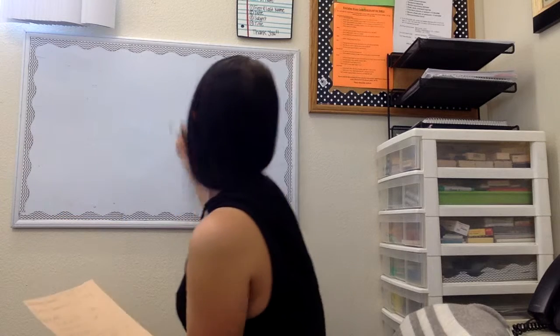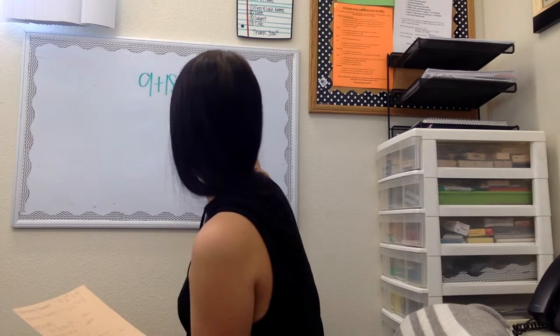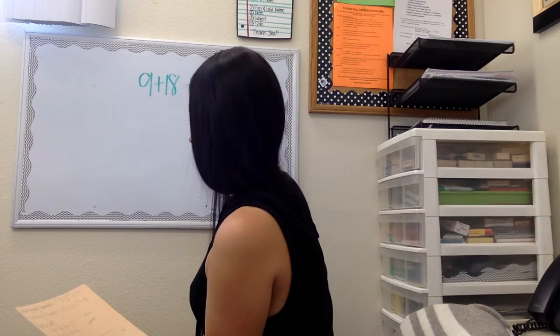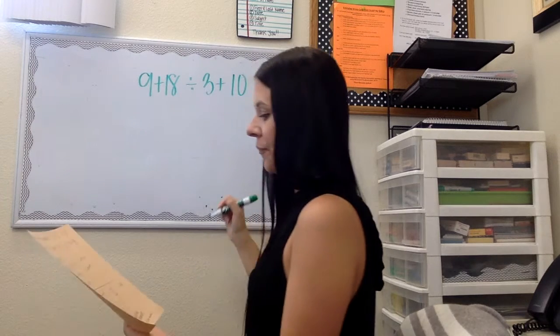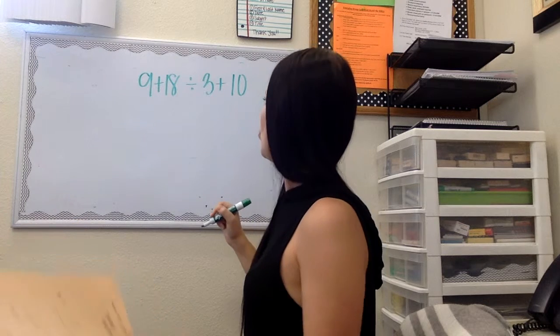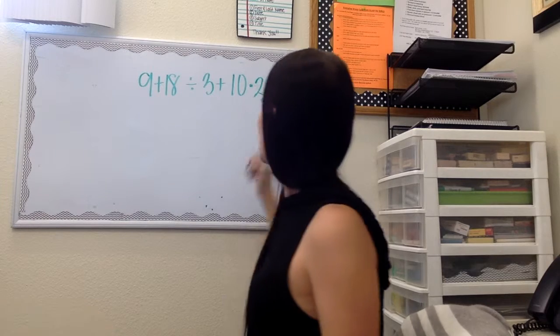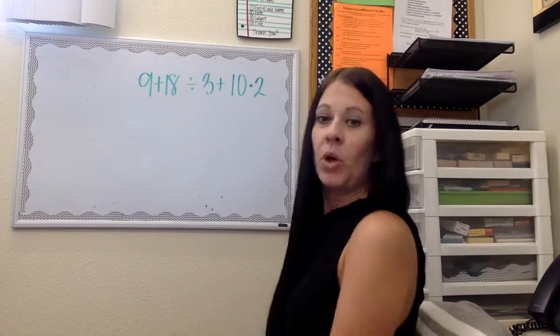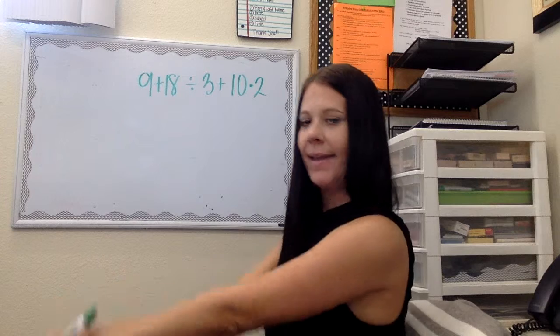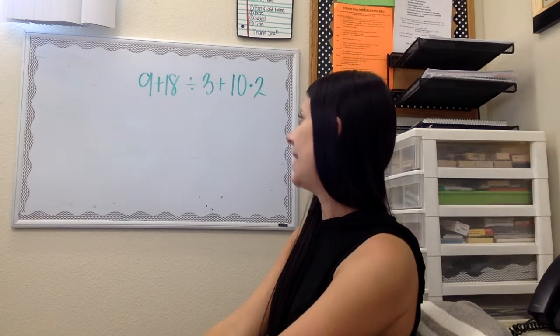All right, let's try 9 plus 18 divided by 3 plus 10. Now, I'm going to do it times 2 also. Okay, so then I added a times 2. We're going to make it more complicated than the book did. All right. So we don't have any grouping symbols and we don't have any exponents.